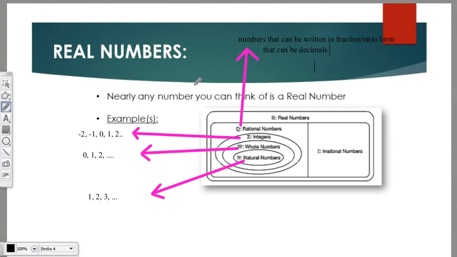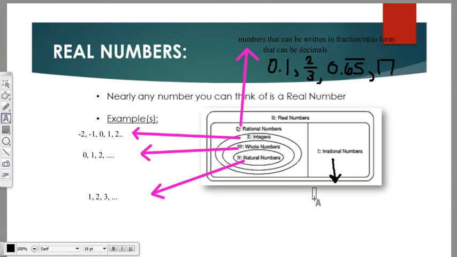Examples that we've used in the past: you could have 0.1. You could have 2/3. You could have 0.65 repeating. Those are all examples of rational numbers. The number 17 is technically a rational number. Irrational numbers are kind of like the opposite of rational numbers. They're numbers that cannot be written in fraction or ratio form.